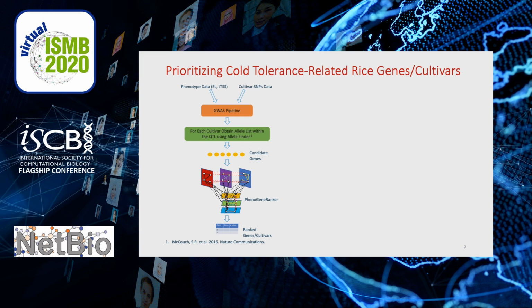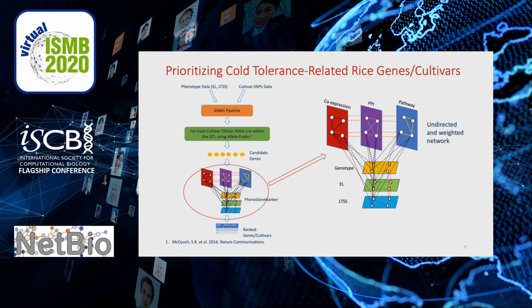Here this figure shows how we applied PhenoGeneRanker to rice cold tolerance analysis. Our collaborators implemented a GWAS pipeline which inputs phenotype data and cultivar SNPs data and outputs quantitative trait loci and hence thousands of candidate genes located in these regions. We created an undirected and weighted rice multiplex heterogeneous network, which includes those candidate genes coming from GWAS.